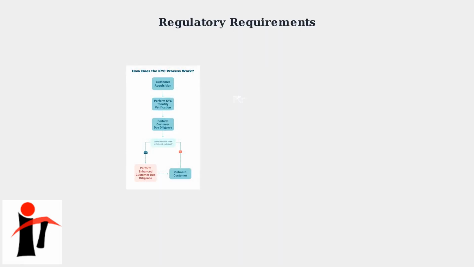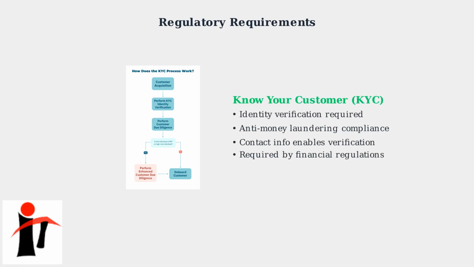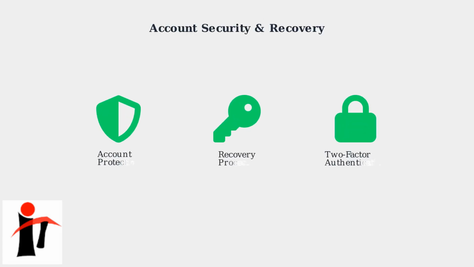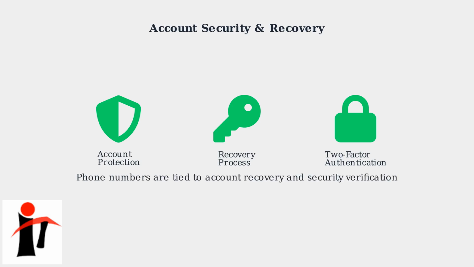These contact requirements exist due to Know Your Customer regulations and anti-money laundering efforts. Financial institutions like Cash App must verify user identities to comply with federal regulations and prevent financial crimes. Phone numbers are directly tied to account recovery processes and security verification.